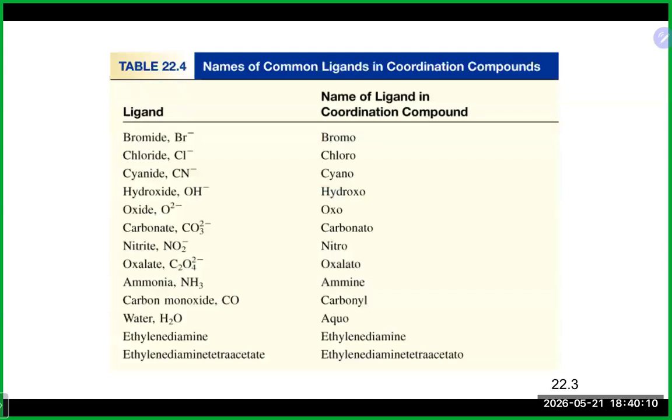And here's another table, some other common ones that we come across. Again, bromo, chloro, cyano. Carbonate is carbonato. Oxalate is oxalato. Feels like you're ordering coffee, right? Carbonyl, amine. Again, ethylenediamine, like I said before, people just roll with the en. And ethylenediaminetetraacetic acid is EDTA.